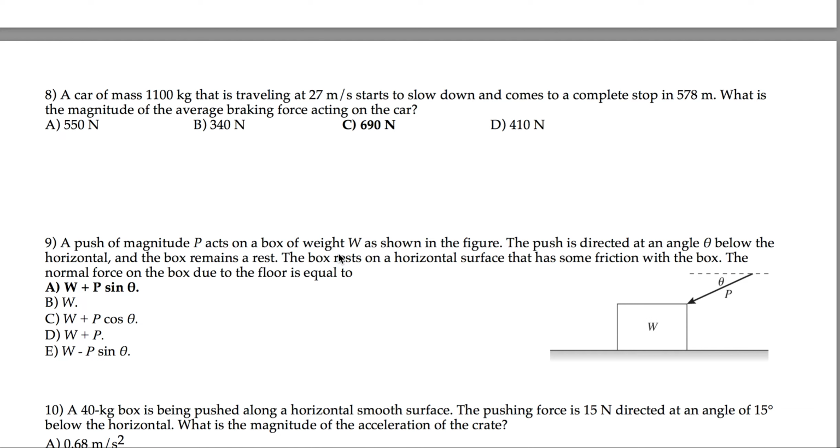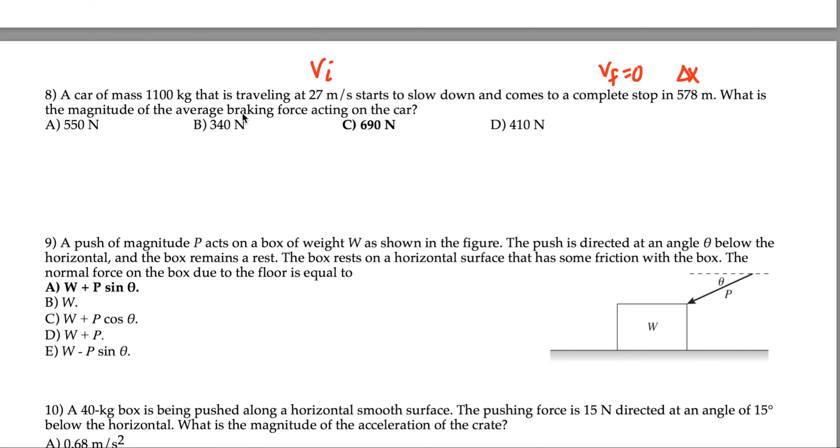Let's do one more. This one goes back to the test 1 material, just to make sure that you still know how to use your kinematic equations. So let's write down our givens. We have VI right here, which slows down, is 27 meters per second. Slowing down, it comes to a stop, which means VF is 0. And the distance traveled is 578 meters.